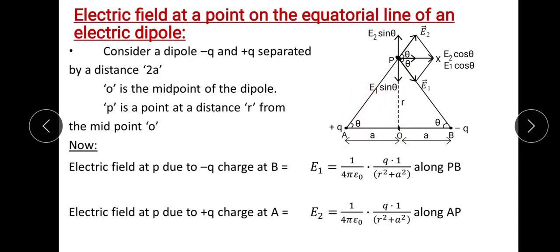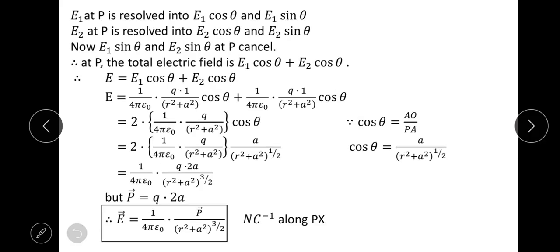You know that cos theta is adjacent side by hypotenuse side. This is the adjacent side, and this is the hypotenuse side. We have already written what the hypotenuse side is. This is root of r square plus a square, right? So cos theta in this triangle will be a divided by root of r square plus a square. So that is what is written here.